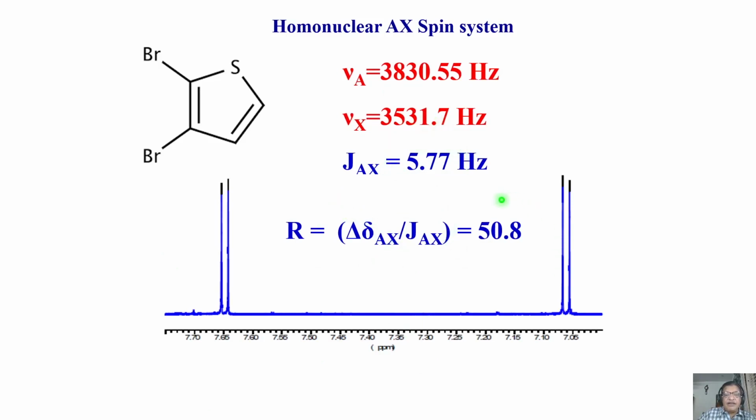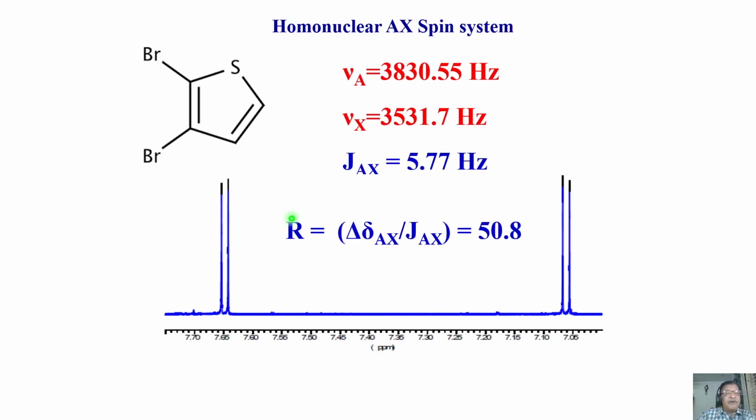You know what you are going to get? The ratio is 50.8. What did I say about the conditions for weakly coupled? The chemical shift difference divided by the J coupling should be sufficiently large, at least equal to or greater than 50. So now it is of that order, and it must be a weakly coupled AX spin system.